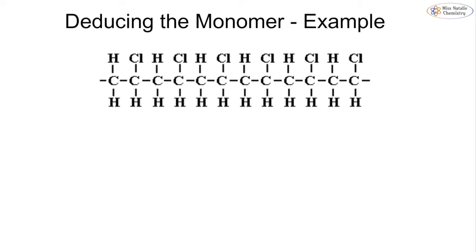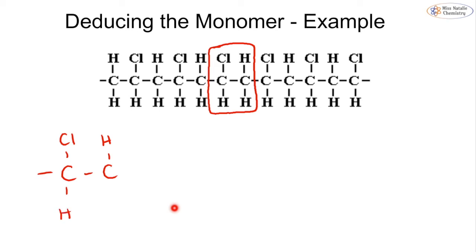So if we look at an example here, we can see that we have this polymer. We're going to take any 2 carbons together. So let's take these 2 from the center here. I'm going to redraw what this looks like with my extension bonds, and this is my repeat unit.